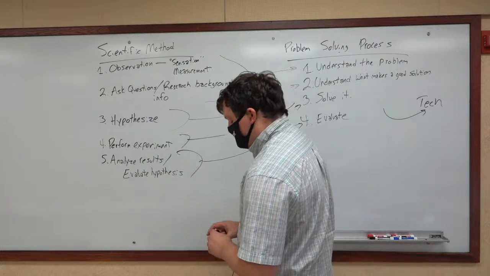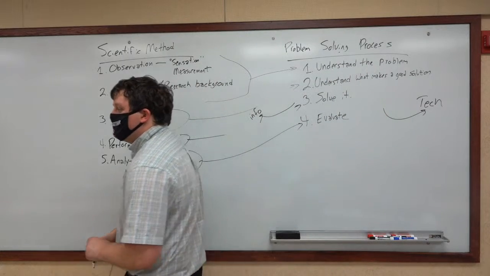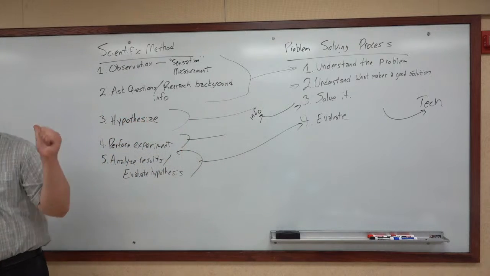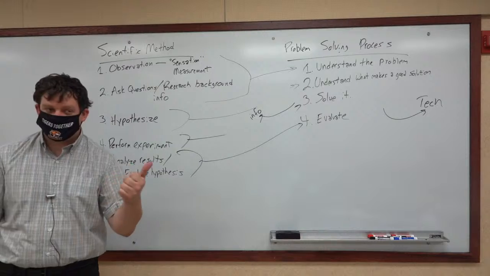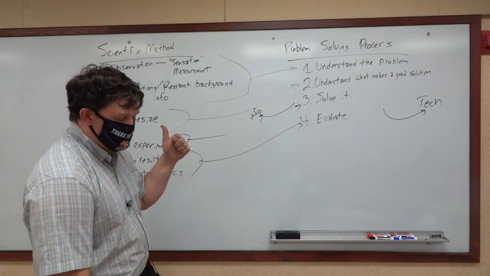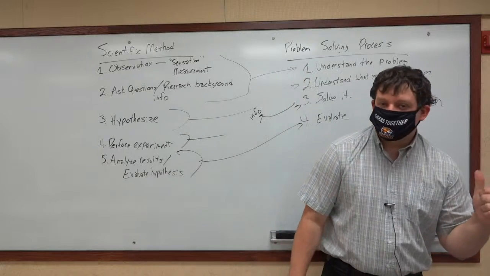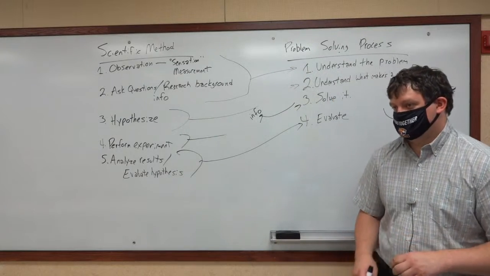Some things that are implicit in the scientific method are that it is assumed that if you have something repeatable, then it exists. If you cannot repeat something, you cannot prove that it exists.